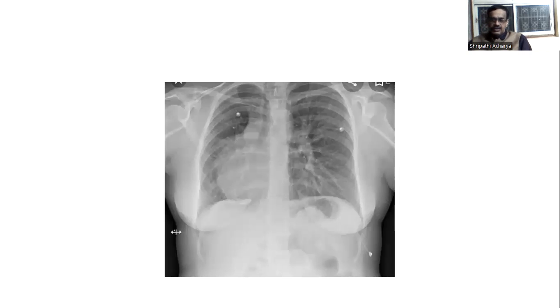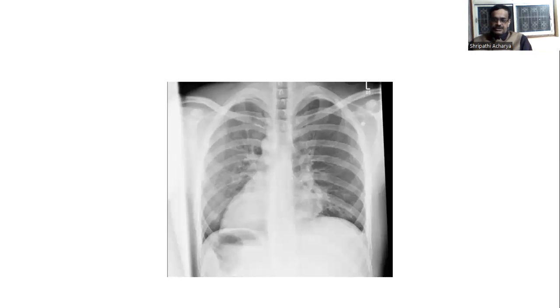You can see dextrocardia without situs inversus. The stomach shadow in the left side is a normal position. You can see the heart shadow in the right side. The hilar shadows are prominent, and the stomach air shadow is in the left side. In this female patient, the breast shadow is also there. This is the condition of dextrocardia without situs inversus.